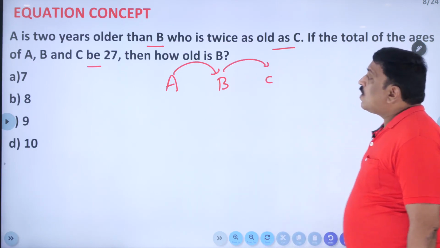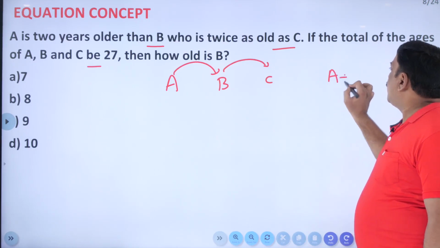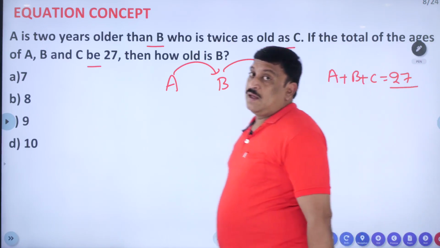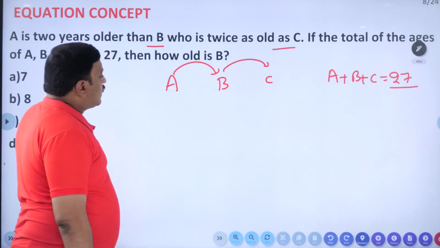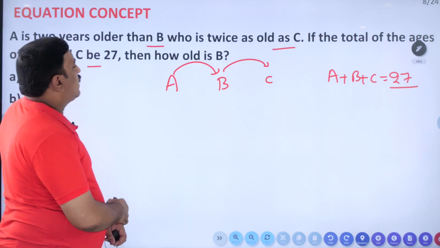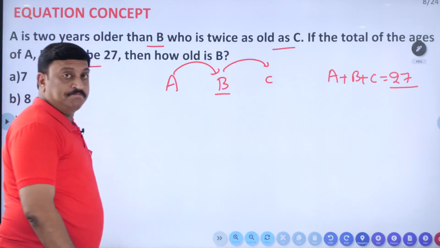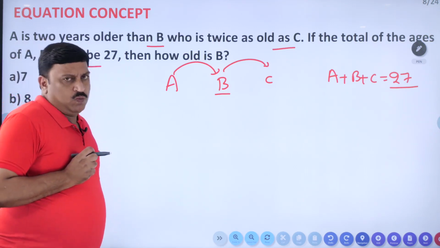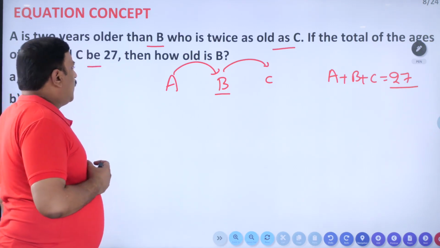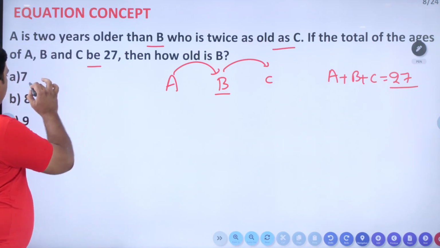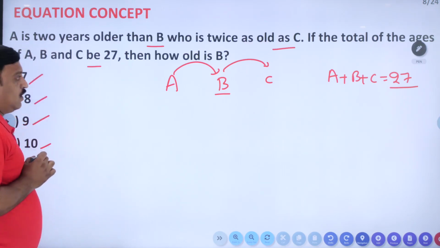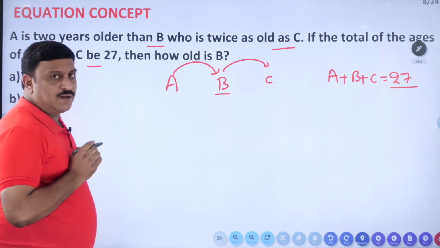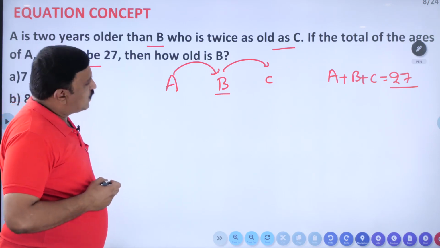And the total of their ages is straight away given: A plus B plus C is how much? 27 years is given, right? If that is the case, then how old is B? They are asking about the middle person. Generally, people do this by simply using options, but sometimes options won't work out, no? Then you have to do the general way, right? So I'm making this one in the equation way.